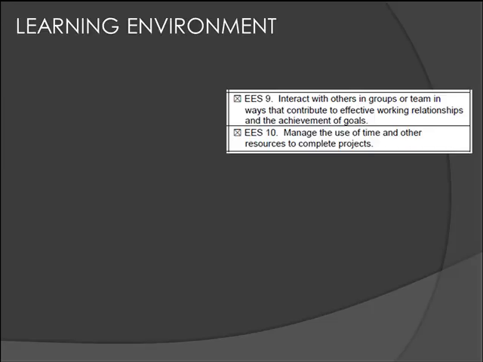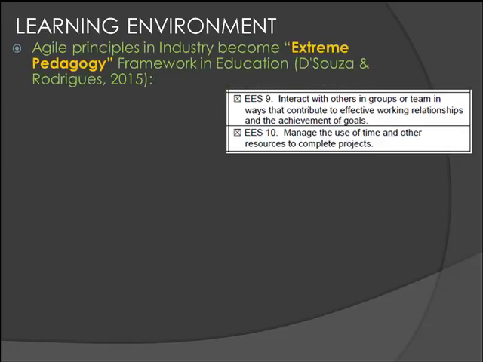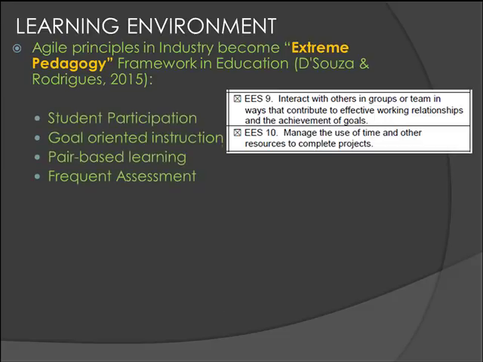Essential employability outcomes, or soft skills, embedded in the course outline align with a promising collaborative business model identified in research literature as agile principles. When applied to technical education, D'Souza and Rodriguez term these principles as extreme pedagogy, which is founded on the pillars of student participation, goal-oriented instruction, pair-based learning, and frequent assessment.